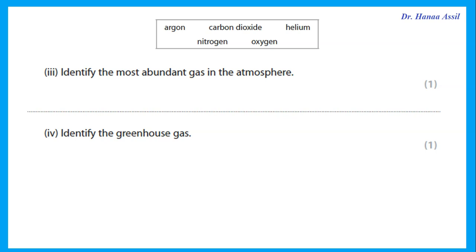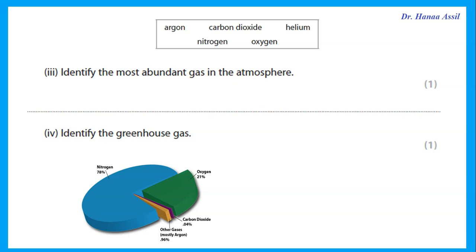Identify the most abundant gas in the atmosphere. You should know the composition of gases in the atmosphere. You should know that air is mostly nitrogen, 78%. We also have oxygen, 21%, and carbon dioxide, 0.04%. Argon is about 0.9%.